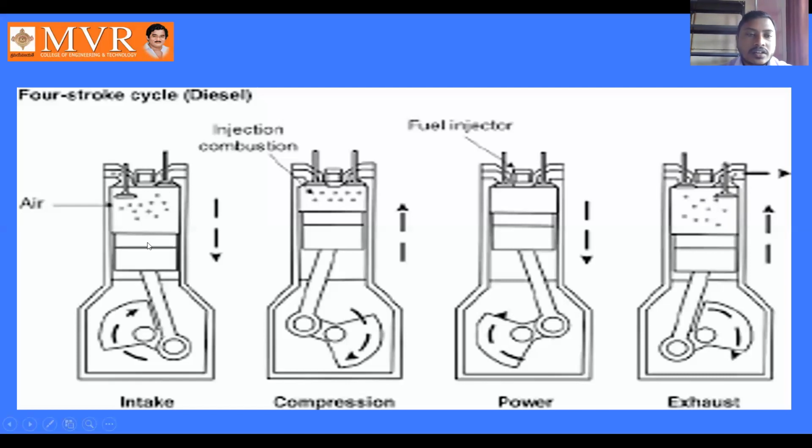See here, the inlet valve opens. When the inlet valve opens, the air is sucked into the engine cylinder. Coming to the second one, compression is done here. The air is compressed in the engine cylinder, and after that, by using this fuel injector, the fuel is injected into the engine cylinder.